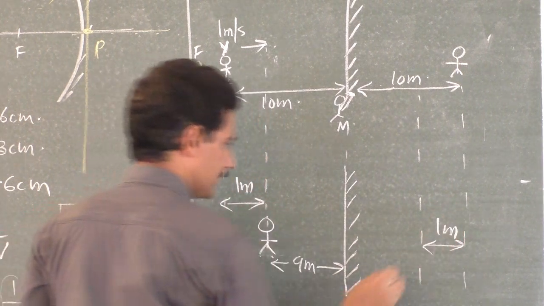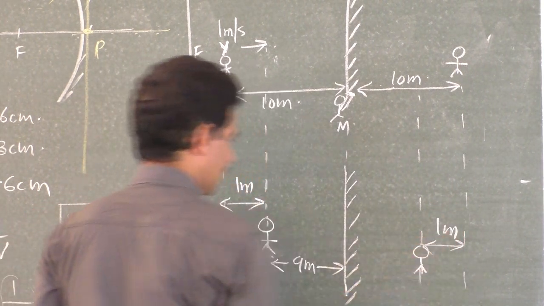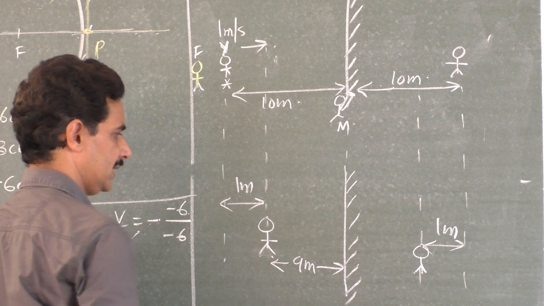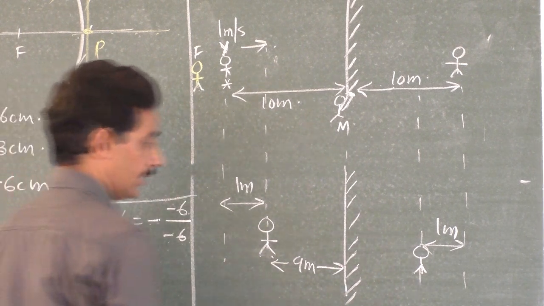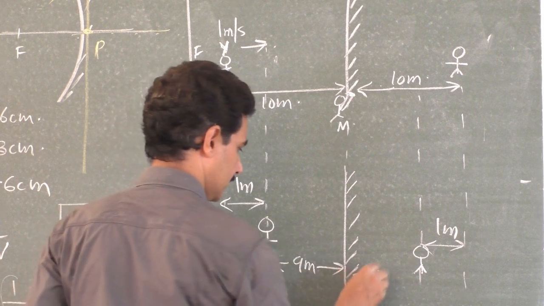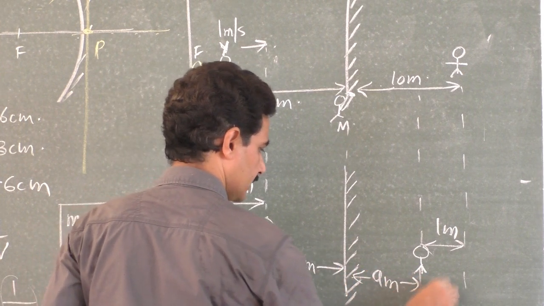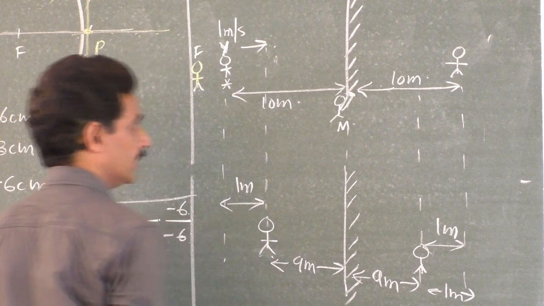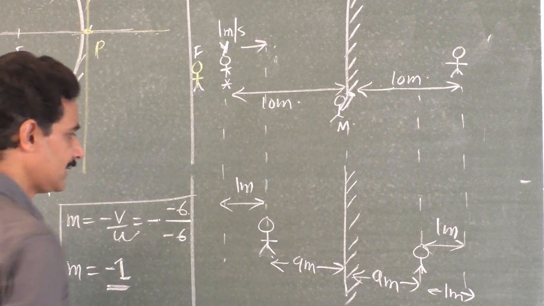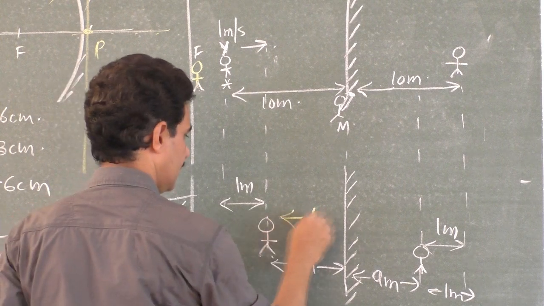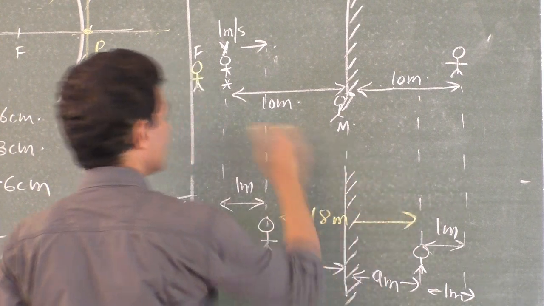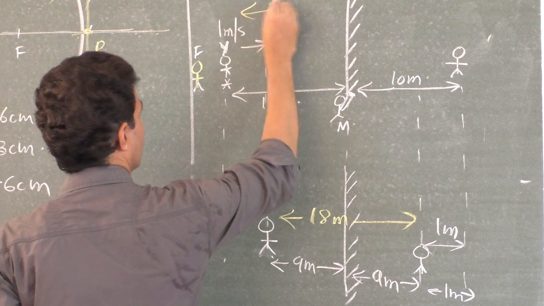Don't think that we are simply exaggerating things. It's such an easy problem. Why does it need to be discussed so much? Finally, it becomes very complicated. So this is also 9 meters. The image will also move by 1 meter forward. So the new distance between me and the image is 18 meters. Last time it was 20 meters.